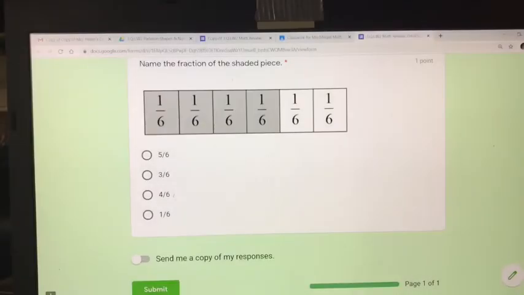The last problem says, name the fraction of the shaded piece. So this whole big rectangle is the one piece, one whole. They want to know the fraction and they want to know the shaded. So I'm looking at the shaded areas. All right, so I see there's 1/6, 1/6, 1/6, 1/6. There's 1, 2, 3, 4 of these pieces shaded in.